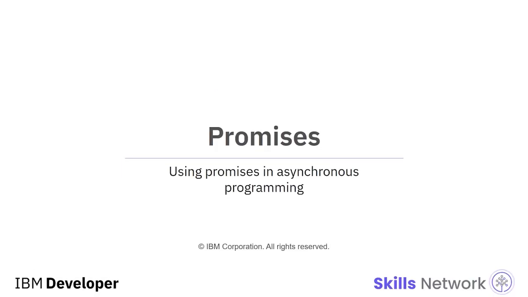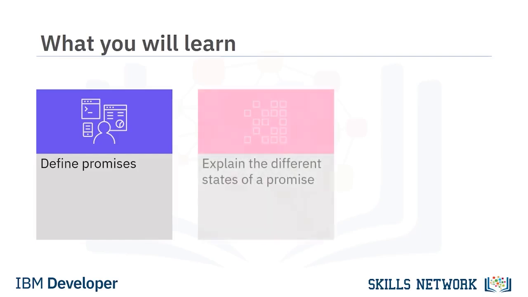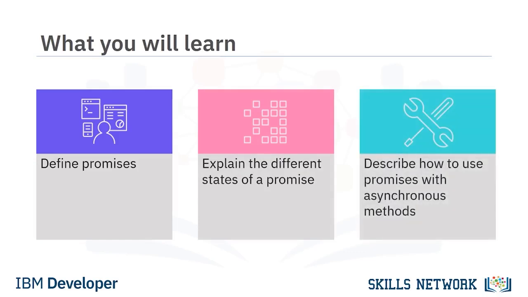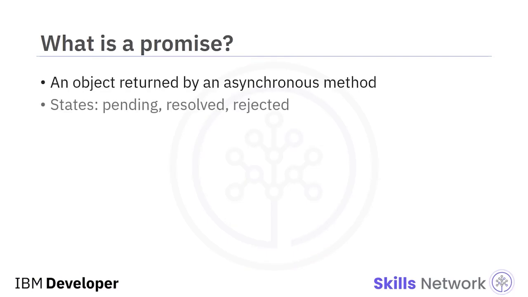Welcome to Promises. After watching this video, you will be able to define promises, explain the different states of a promise, and describe how to use promises with asynchronous methods. A promise is an object returned by an asynchronous method. The promise has three states, which are pending, resolved, and rejected.